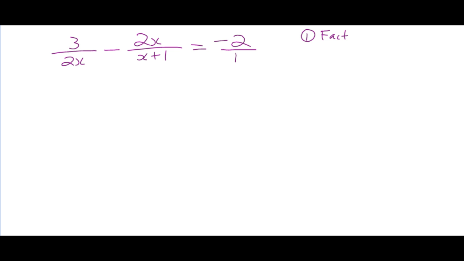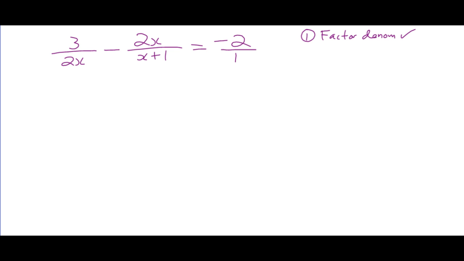Do another one. 3 over 2x minus 2x over x plus 1 is equal to negative 2. So in this case, now we've got 3 terms. Same deal. I'm just going to give this term a denominator. It's a negative 2, so I'm going to write it as negative 2 over 1. That way all my terms have denominators, which makes life a little bit easier. Step 1, factor. What are we going to say about factoring? Factor the denominator.